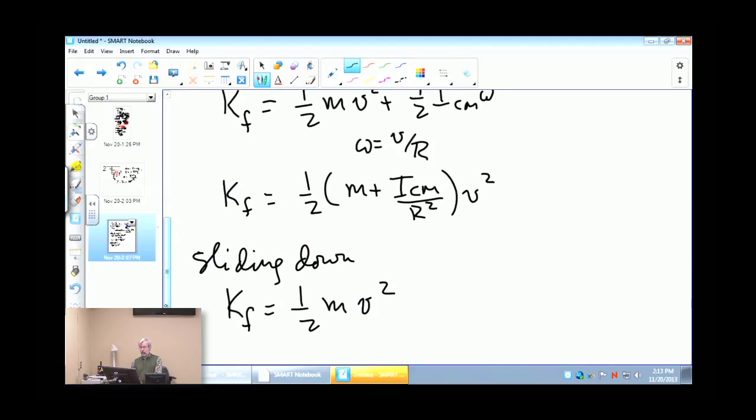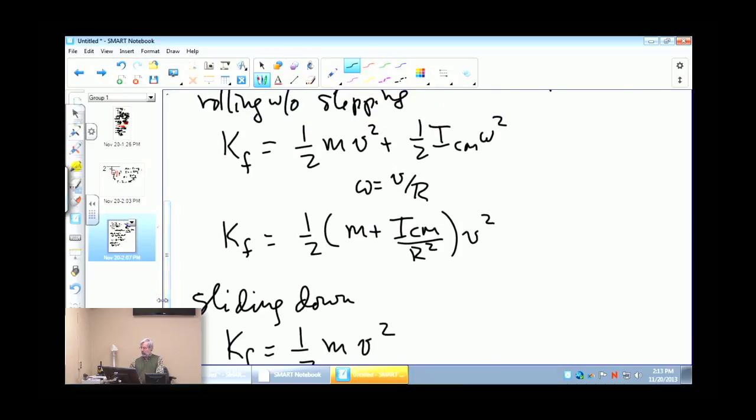You could think of it that the work is being put entirely into translational motion in that case. In the case it's rolling without slipping, the friction is making it happen so that the work is being distributed among translational and rotational kinetic energy. Okay, so the second case is the one that's going to be moving faster.